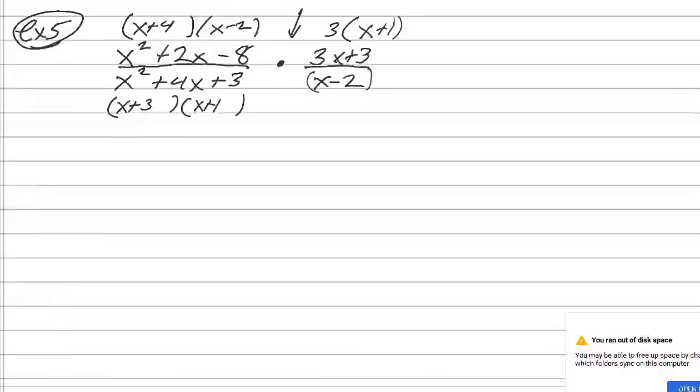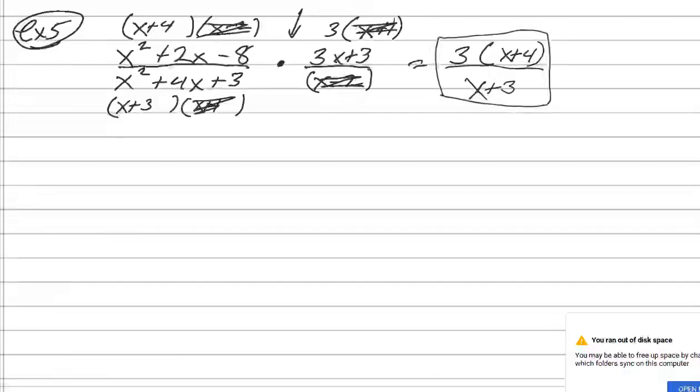Remember, these could all be written together, so the order of them doesn't matter. So the x minus 2 cancels an x minus 2, and x plus 1 on the top will cancel an x plus 1 on the bottom, and I am simply left with 3 times x plus 4 on the top, and on the bottom I have x plus 3. That's what I'm putting for my answer.